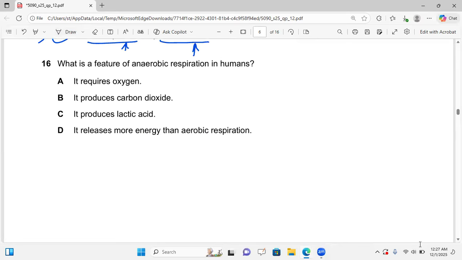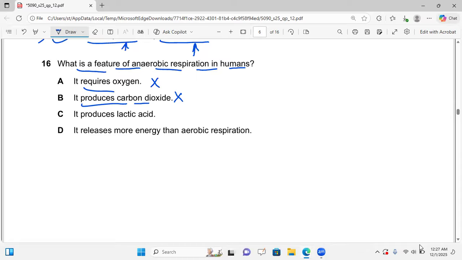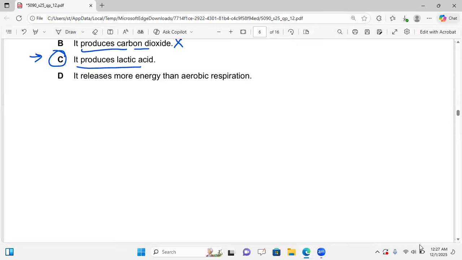After that, he is asking which is a feature of anaerobic respiration in humans. It requires oxygen? No. Anaerobic never requires any type of oxygen. It produces carbon dioxide? No. It produces lactic acid? Yes. The anaerobic respiration product is lactic acid, which is produced in very drastic exercise activity or similar activities. It releases more energy than aerobic respiration will not be taken into account.